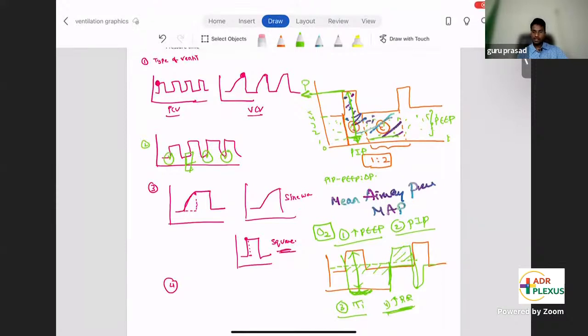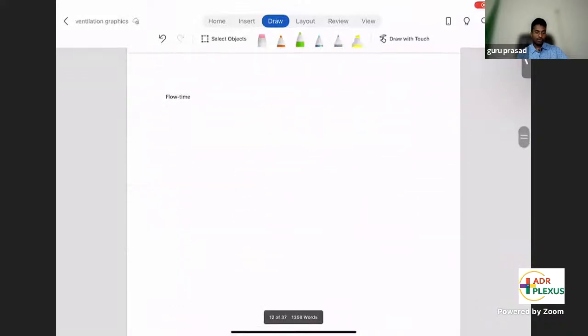So I hope this pressure time scalar, all important things have been covered. Now we will move on to flow time.